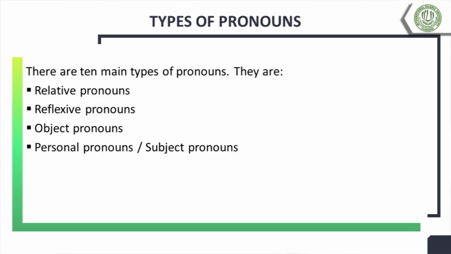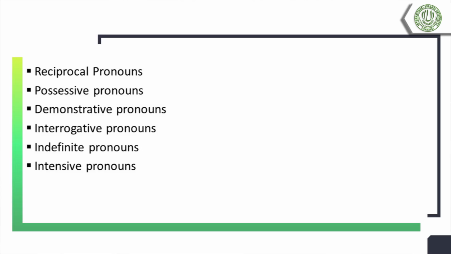Let us start with types of pronouns. There are 10 main types of pronouns, which are relative pronouns, reflexive pronouns, object pronouns, personal pronouns or subject pronouns, reciprocal pronouns, possessive pronouns, demonstrative pronouns, interrogative pronouns, indefinite pronouns, and the last one is intensive pronouns. Let us start with relative pronoun.